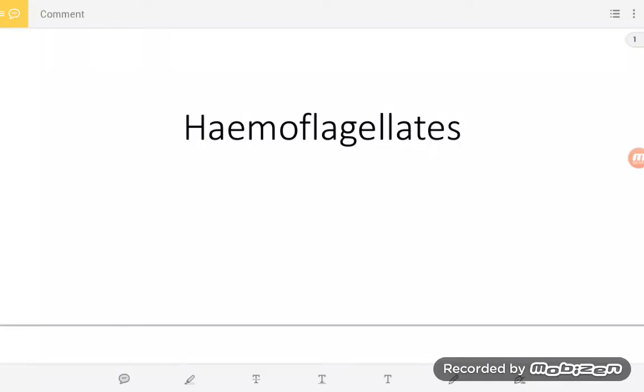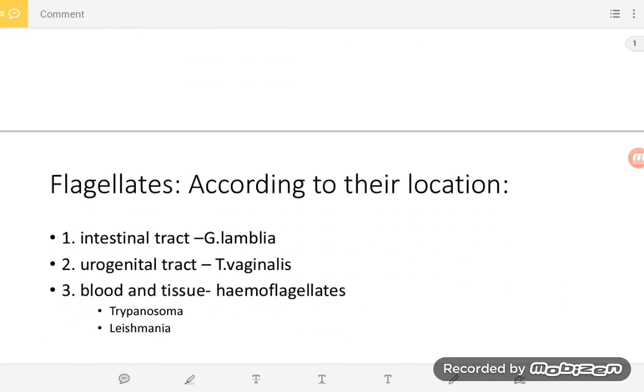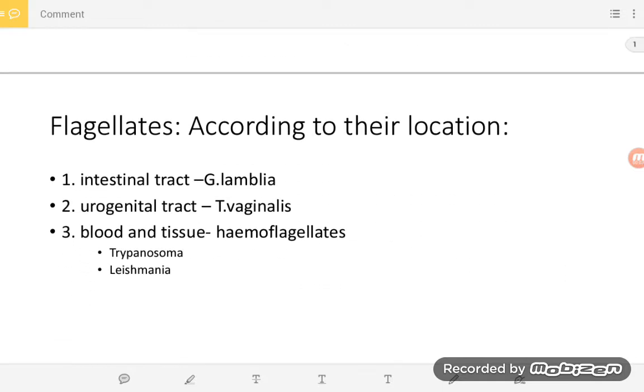Good morning. Today we are going to discuss haemoflagellates. Before going to the haemoflagellates in human beings, there are so many flagellates causing diseases. According to the location, we can divide them into three parts.